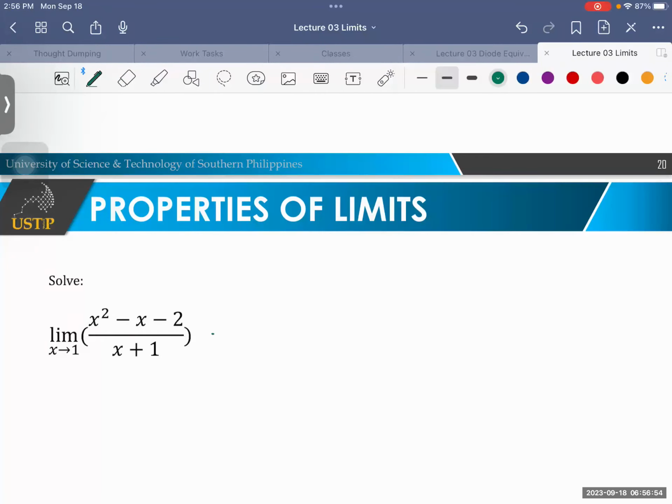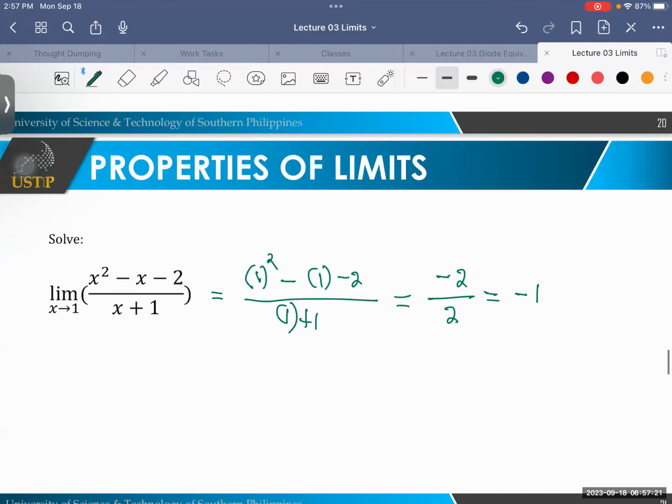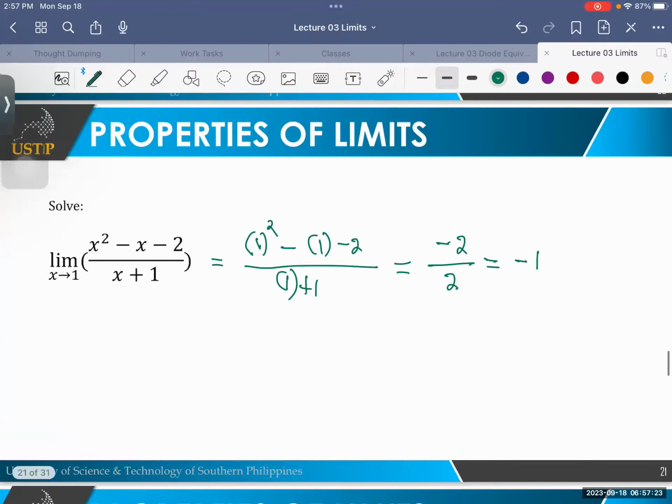So, you have the limit of x squared minus x minus 2 all over x plus 1 as x approaches 1, let's substitute the value of 1. You have here 1 minus 1, 0, negative 2 all over 2. So that is negative 1. Wala man ako nag-graph, atong tanawa sa graph karon.